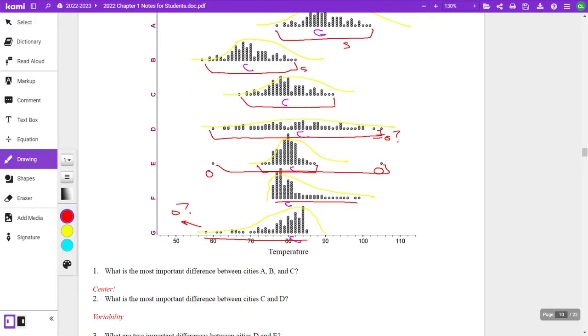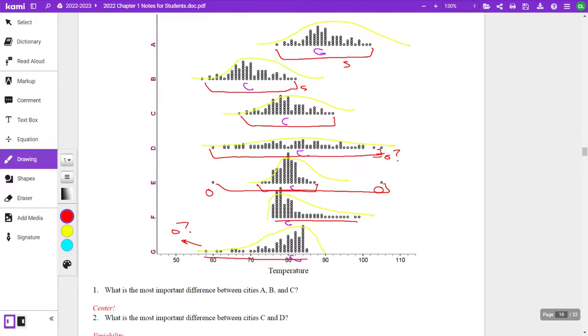So what do you think? What's the most important difference between A, B, and C? If you look at A, B, and C, the spread is about the same. The shape's about the same. There are no outliers. So our center is what we're going to compare. Okay, so we would compare the center.